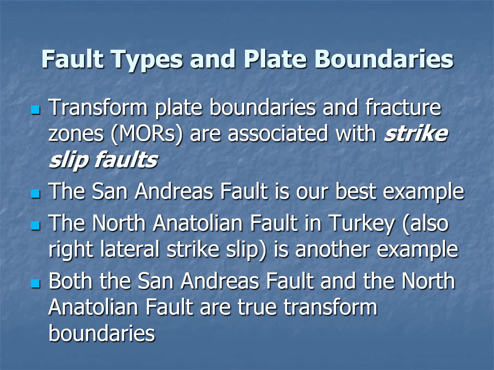And of course, where are you going to find strike slip faults? Where you have that lateral offset, you're going to find that at your transform boundaries. So yeah, the San Andreas Fault is our best example, but another good example is the North Anatolian Fault in Turkey, which is also a right lateral strike slip fault. But that is not the fault that produced the earthquake two days ago in Turkey. But it produced a really devastating earthquake back in 1999 that killed thousands of people. Both the San Andreas Fault and the North Anatolian Fault are not only strike slip faults, but they're true transform boundaries. They're both right lateral.